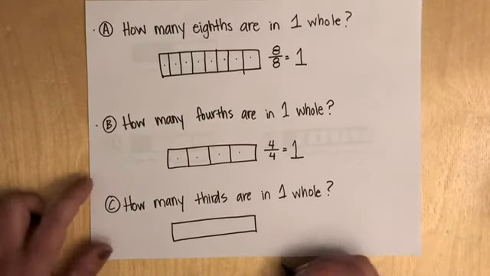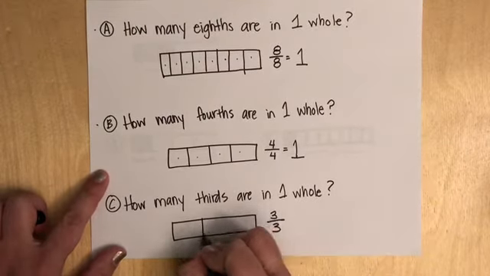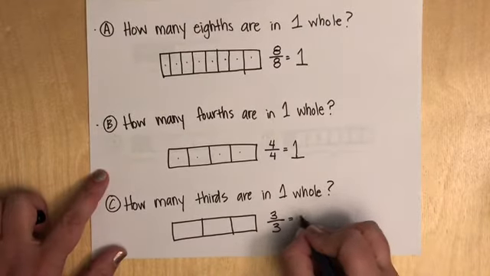All right, you probably noticed that without even drawing it, we would have 3 thirds because if we divide it up into 3 pieces and we have all of those pieces, we have the one whole.